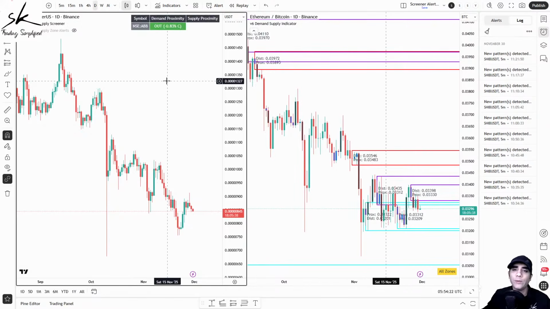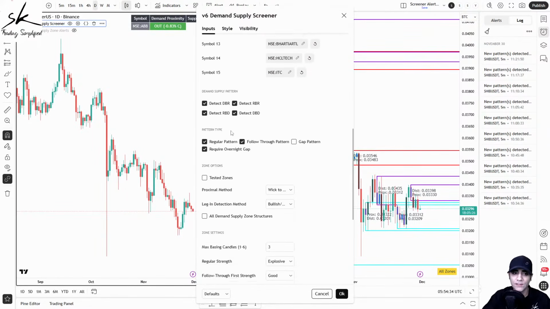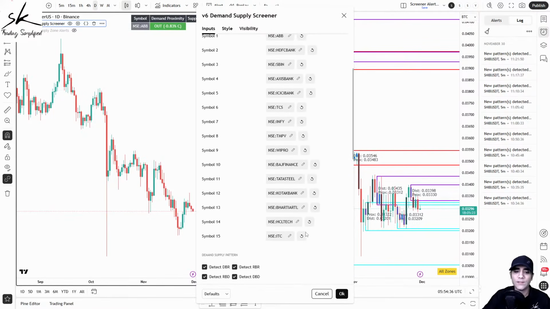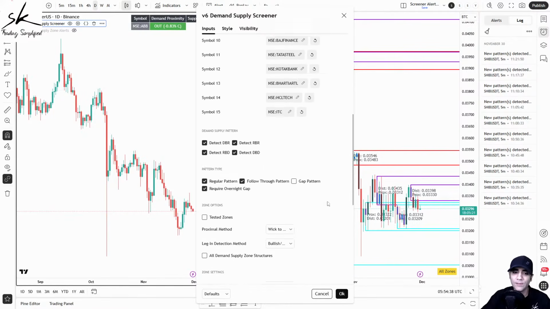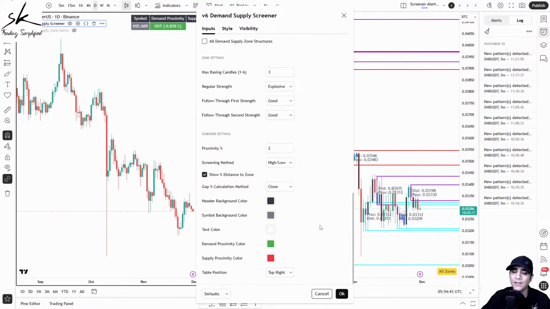But the difference between the two is that alerts help you identify symbols where you have formation of demand and supply areas during the live market. But in the screener also, you'll give your list of symbols. Like here, you can see you can give a list of up to 15 symbols. Once I've given my list of symbols, I also have to give my proximity setting. You can see I've given my proximity setting as 2%.